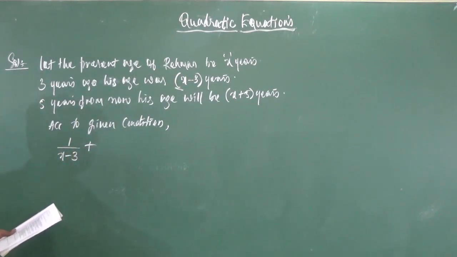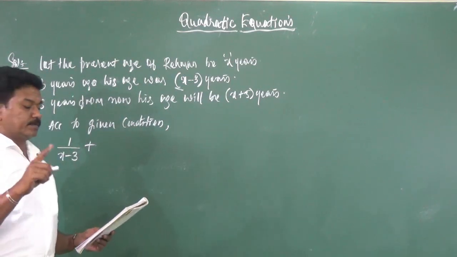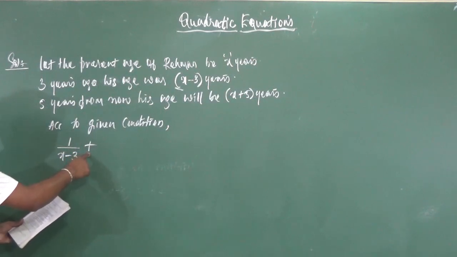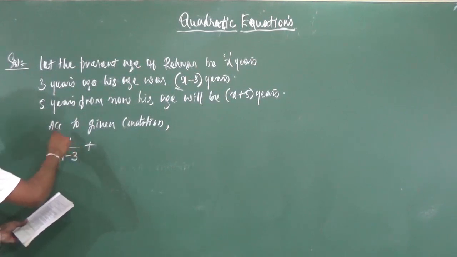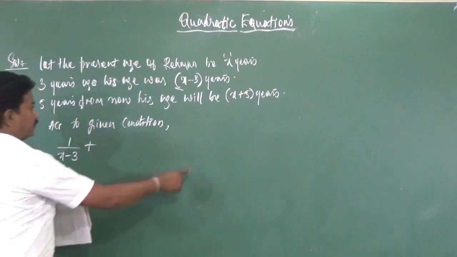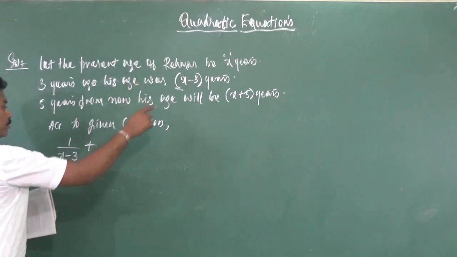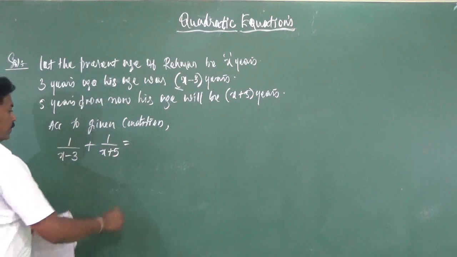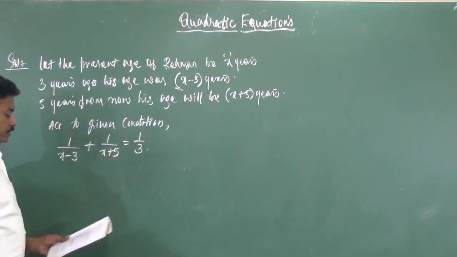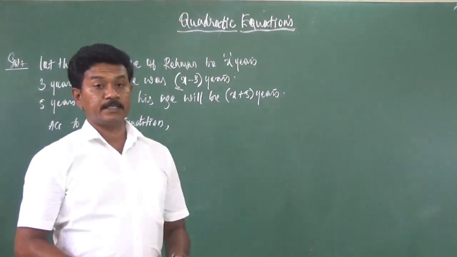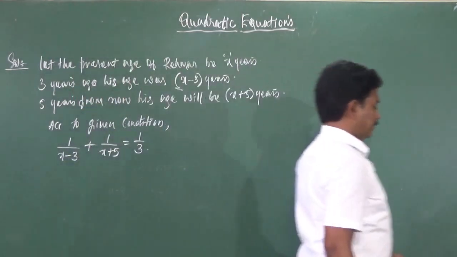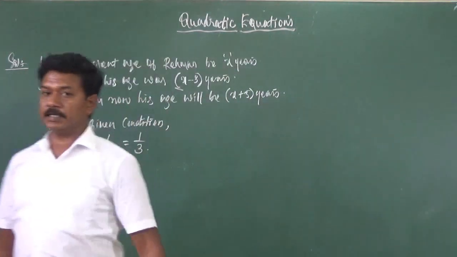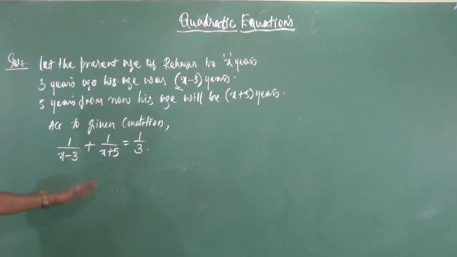So it is added to the sum of the reciprocals of Rahman's age 3 years ago with 5 years from now. So 5 years from now his age is x plus 5, the reciprocal of that is 1 by x plus 5. The condition given is that the sum is 1 by 3. So find his present age. This is very, very important. You have to take the LCM. It's a very important problem.